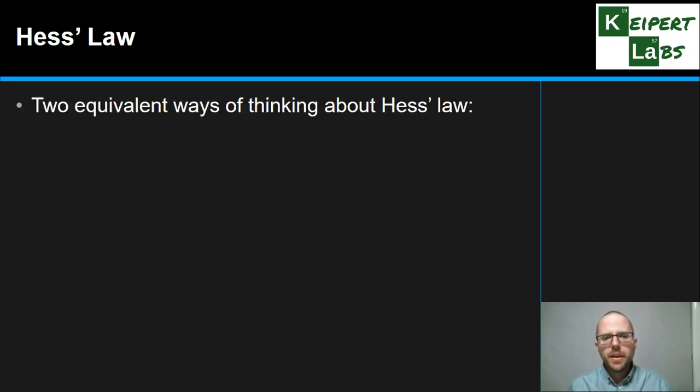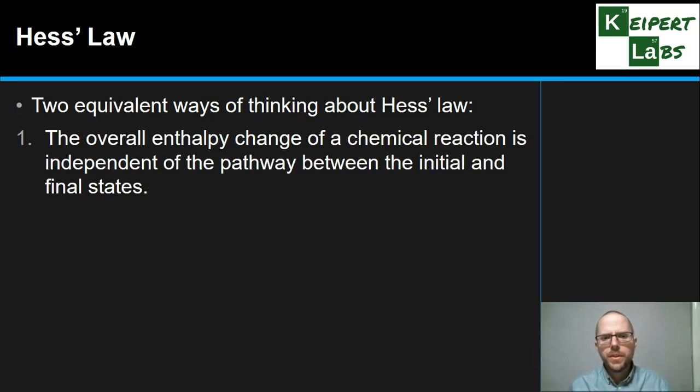Okay, and so there's two equivalent ways that we can be thinking about Hess's law. The first one is that this overall enthalpy change, the overall deltaH of a chemical reaction, is independent of the pathway between the initial and final states. So we have a starting point, we have a finishing point, and the overall enthalpy change doesn't depend on what happens in between, only on the difference between the beginning and the end.